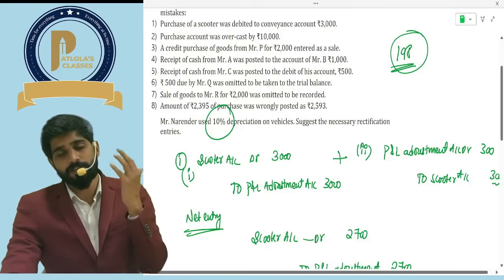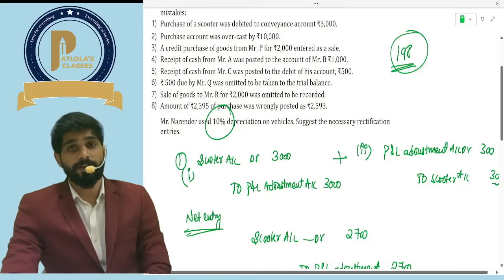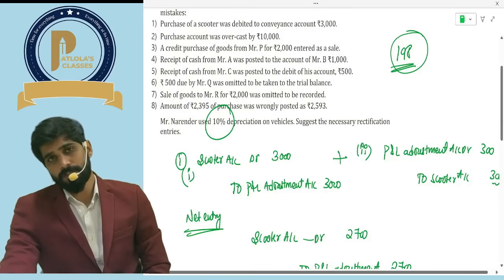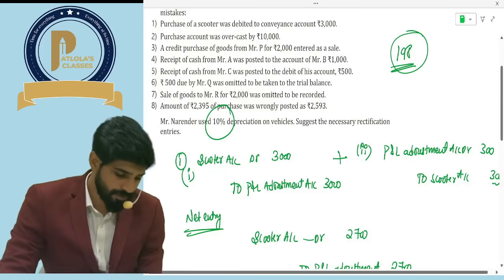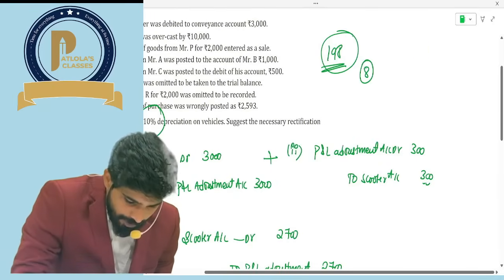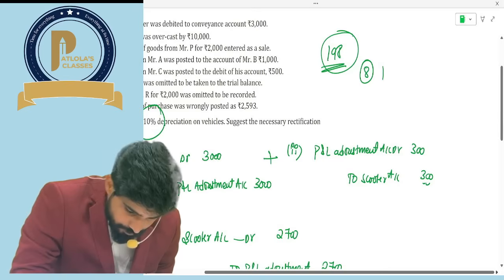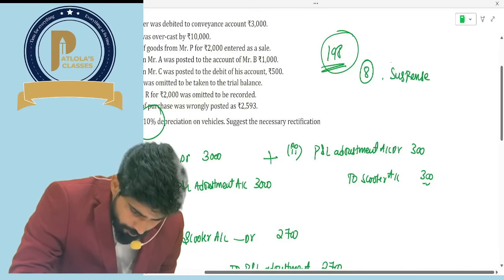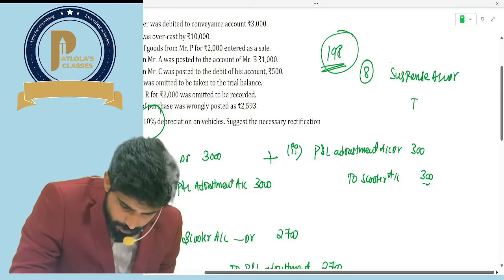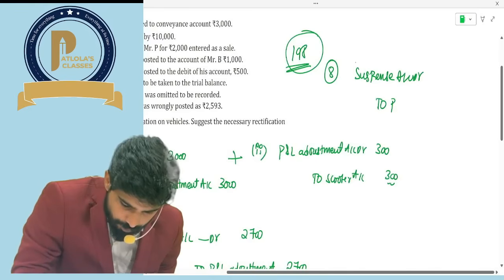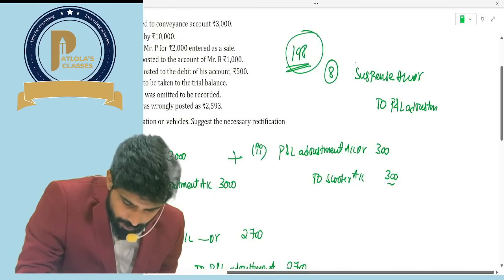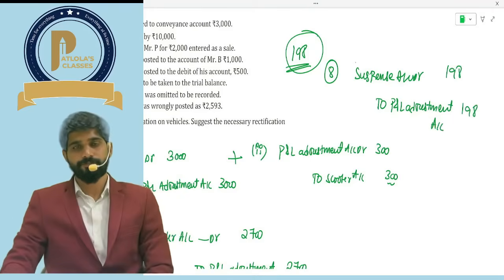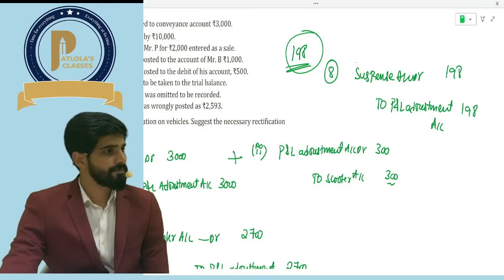Now that we are cancelling, suspense account should be debited and purchases has to be reduced. So purchases has to be credited, but we are not going to use the word purchases. We are going to use P&L adjustment. So the rectification entry I will write here itself. Eighth one will be suspense has to be debited. So suspense account debit to purchases we have to write, but we are going to write to P&L adjustment account. How much? 198.